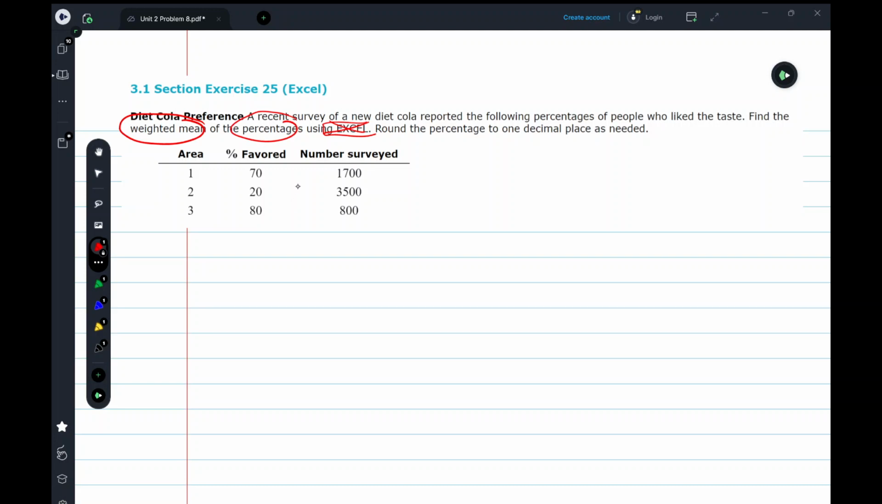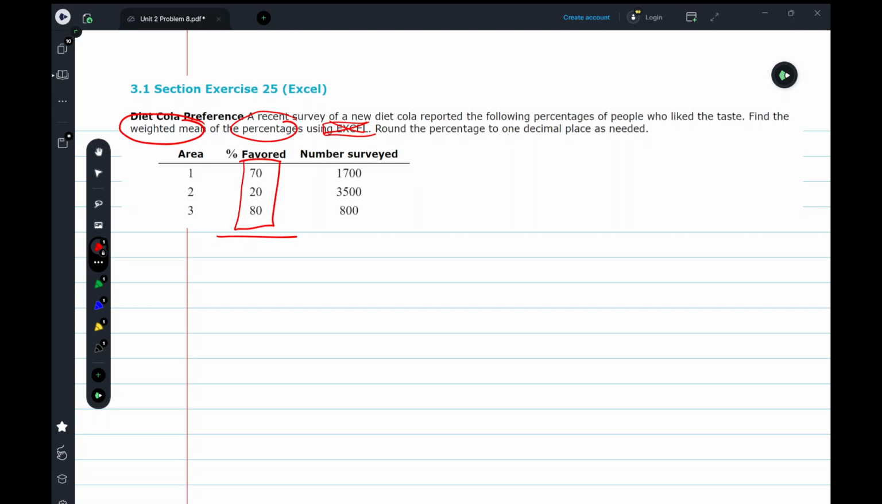Okay, so in the survey, in area 1, they found that 70% favored the flavor of this new Diet Cola. They found in area 2 that 20% of people favored the taste. And last but not least, in area 3, they found that 80% of the people favored the taste of the cola. Now, interestingly enough, I cannot just find the average of these three numbers to figure out the mean of the percentage of people that favored the taste.